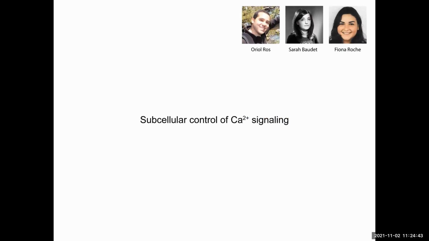So that is about cyclic GMP. I announced as well that we were interested in calcium. So we ran a similar project, but trying to develop a calcium scavenger to manipulate calcium with subcellular resolution. That is the work of Ross again, together with Sarah Baudet. Sarah is a PhD student in the lab, and with the help of Fiona Roche, who's an engineer.